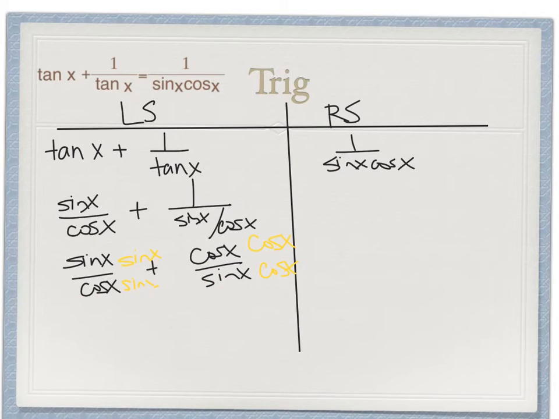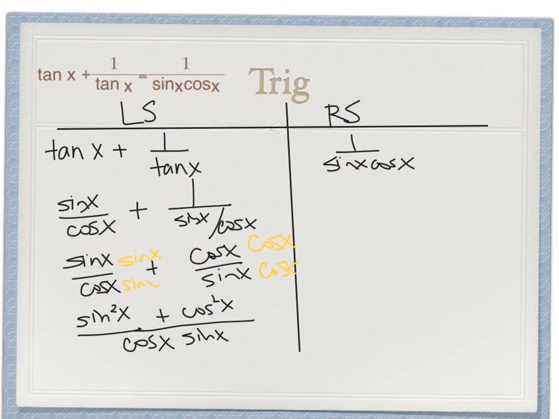You notice in yellow, I multiplied top and bottom by sine x for this one to get the common denominator, and top and bottom of this one by cos x. Sine times sine is sine squared, cos times cos is cos squared, and then of course I have the common denominator of cos x sine x. Now I could have written that sine x cos x, so you notice that our denominators are the same. So now I'm going to look at the top again, and I recognize that sine squared x plus cos squared x from the Pythagorean identity is just 1. Therefore, my left side equals my right side, and the identity is true.